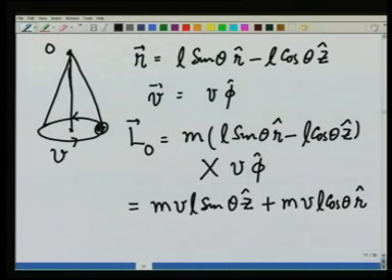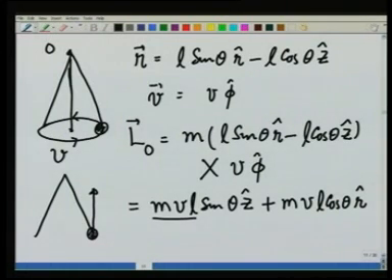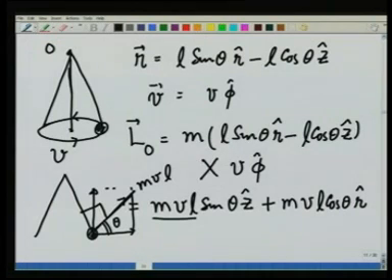Therefore, at any given point, say here, the angular momentum has a component in the z direction, m v L sin theta, and in the r direction, m v L cosine theta. You can see that the angular momentum is going to be something like this, with this angle being theta. This magnitude is m v L, and this angle is 90 degrees. When you work it out, after all, this is r cross v, so it has to be perpendicular to r, and from these components you see this is the angular momentum.